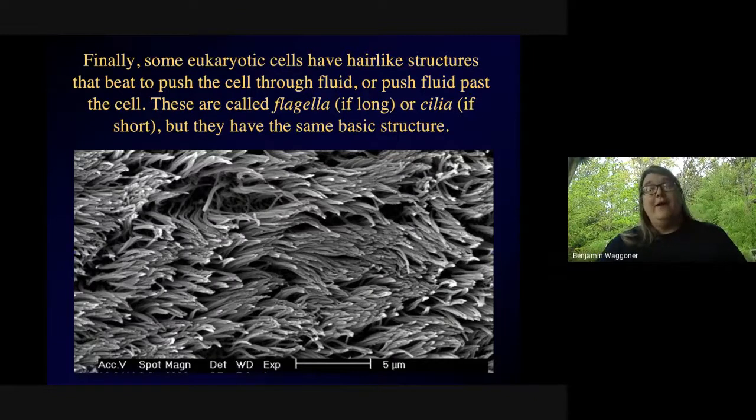If you have a very long hair-like structure like this, like a sperm cell, it's called a flagellum. Flagella is the plural. If you have lots of short ones, it's called cilia. The singular is a cilium. The plural is cilia. And they have the same basic structure. The only real difference is that flagella are relatively long and cilia are relatively short.